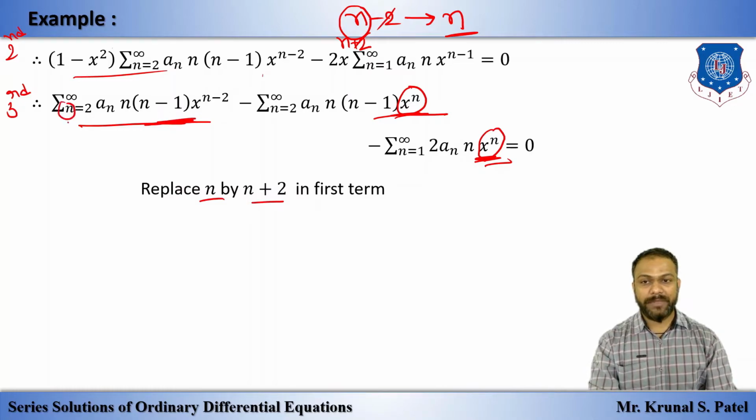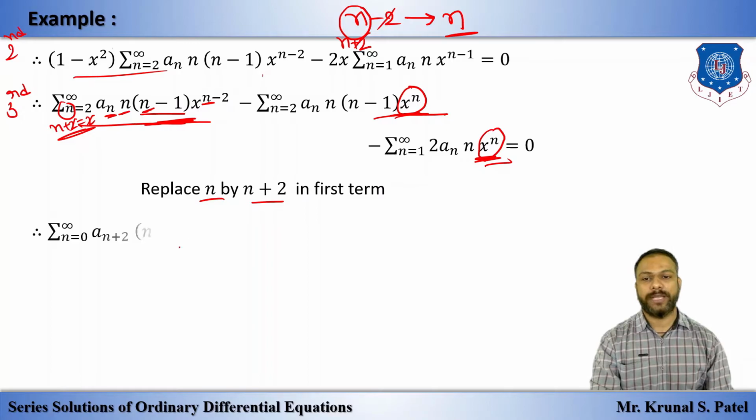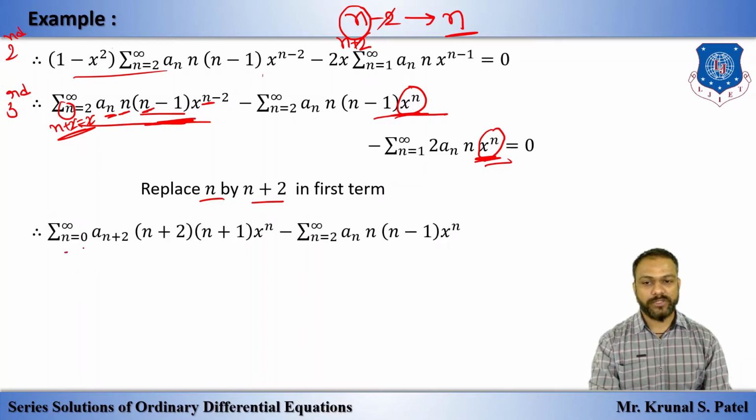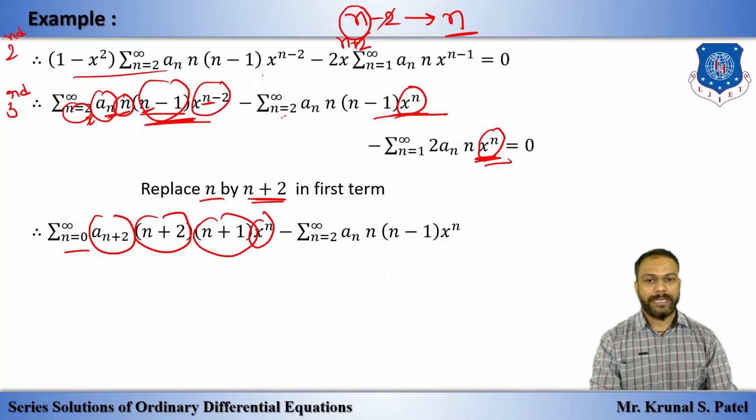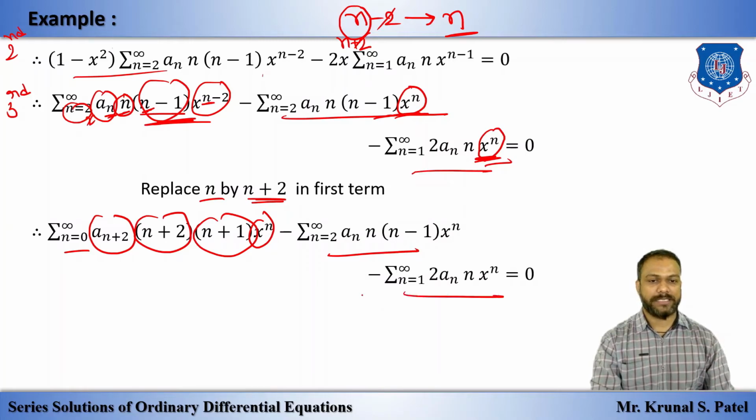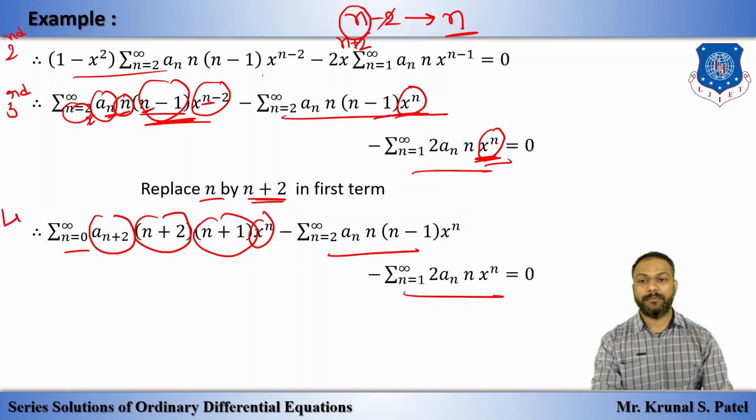So this n becomes n plus 2, n is equal to 2 becomes n plus 2 is equal to 2, the 2 cancels, so n starts from 0. This a n becomes a n plus 2, this n becomes n plus 2, and this n minus 1 becomes n plus 2 minus 1, that means n plus 1, and this x raised to n minus 2 becomes x raised to n. And this step is as it is, and this step is also as it is. Okay, so this is our fourth step, make the power of x equal.